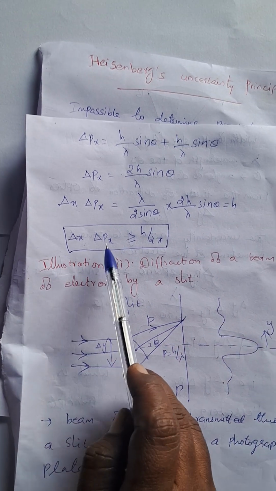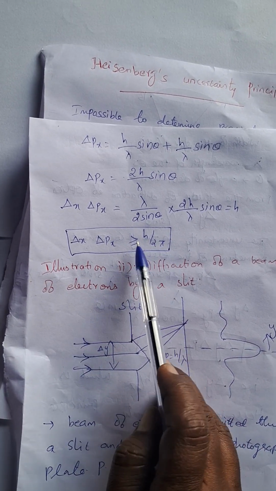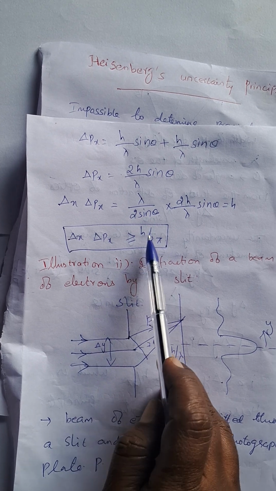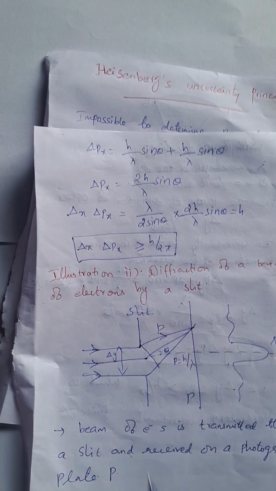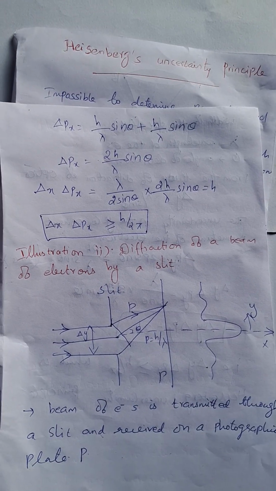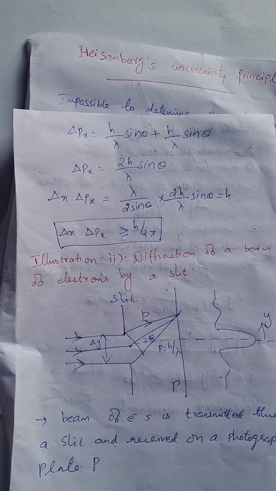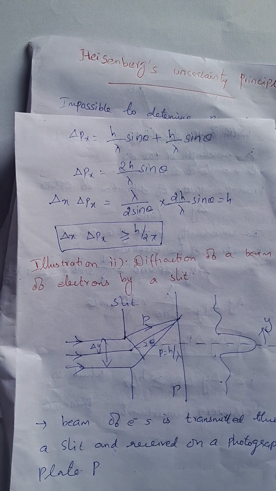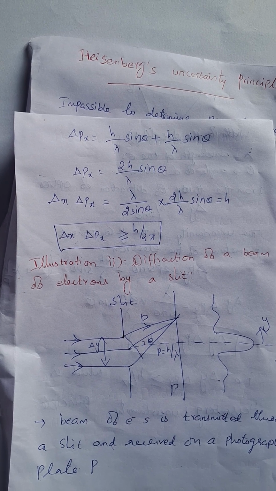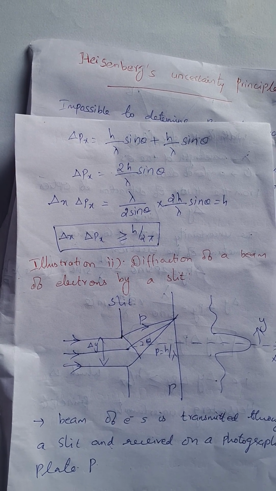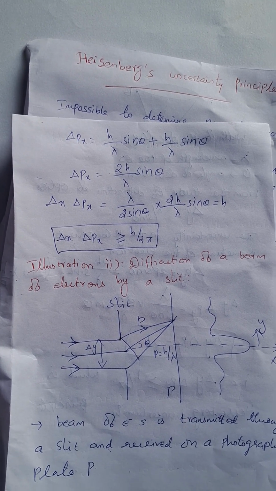So del x del px is equal to h by 2 pi, or it will be greater than h by 2 pi. So this is illustration 1. Illustration 1 will explain the Heisenberg uncertainty principle, that is, we will verify the Heisenberg uncertainty principle: the change in the position and momentum will be equivalent to the Planck's constant h.